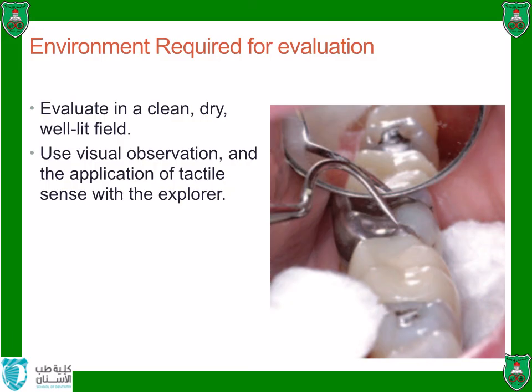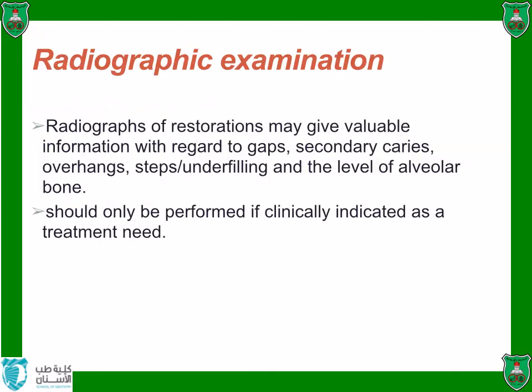And sometimes we need some adjunct methods for diagnosis. We might need radiographic examination. Radiographs of restorations may give valuable information with regard to gaps, secondary caries, overhang, steps, underfilling, and the level of alveolar bone. So it's very important to take x-rays. However, we should take those x-rays only if clinically indicated.